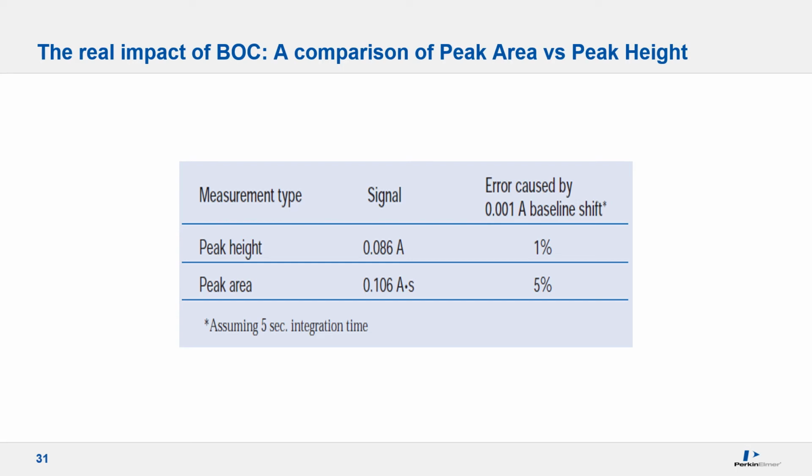From an analytical perspective, here is the real impact of not using BOC. As can be seen, a small baseline shift of only 0.001 absorbance integrated over a 5-second period produces a significant 5% error in the measurement, and therefore it is a requirement for peak area quantitation to maintain a stable baseline throughout the run.